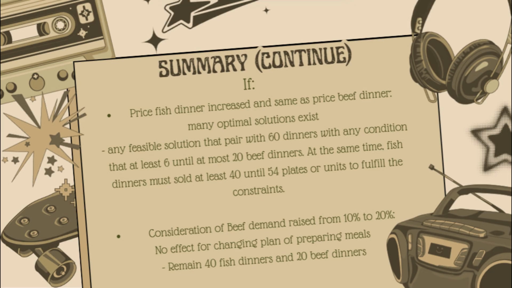Lastly, if the beef demand consideration is raised from 10% to 20%, there is no effect on changing the plan or preparing meals. It still remains 40 fish dinners and 20 beef dinners to get the maximization of the profit.